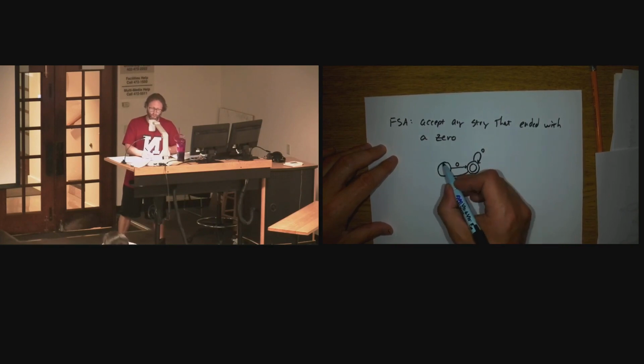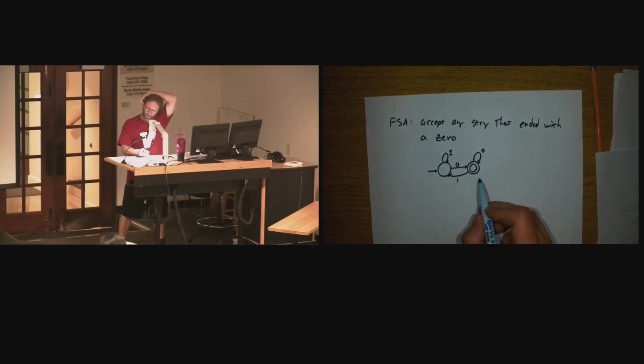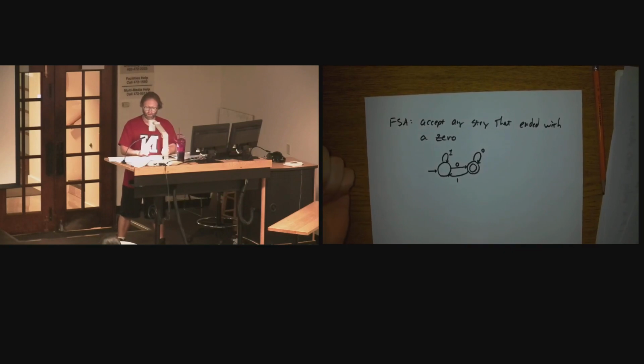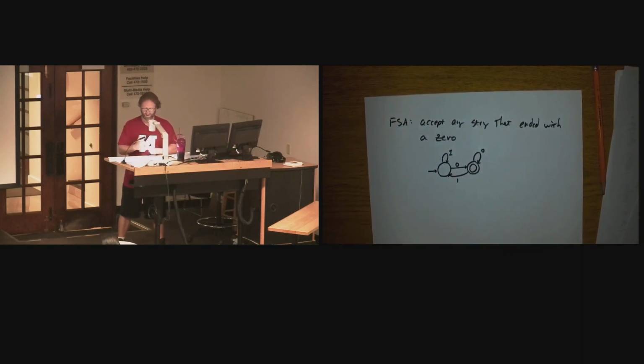What about this one? What if it's just 1, 1, 1, 1, 1, 1, 1? I want to make sure that I stay in this state. I'll go ahead and make this my initial state. All right? Q0, Q1. That's an even simpler machine. But now it accepts any string that ends with a 0. Is that useful?